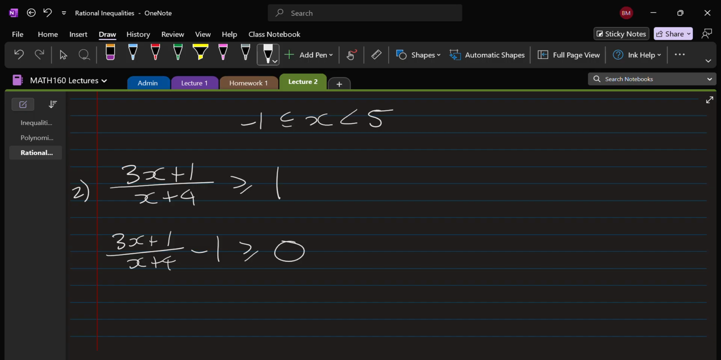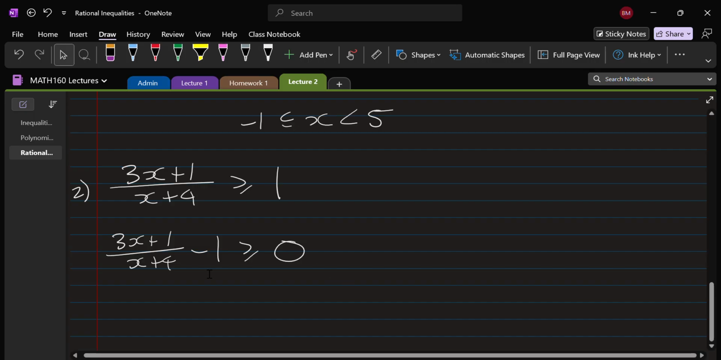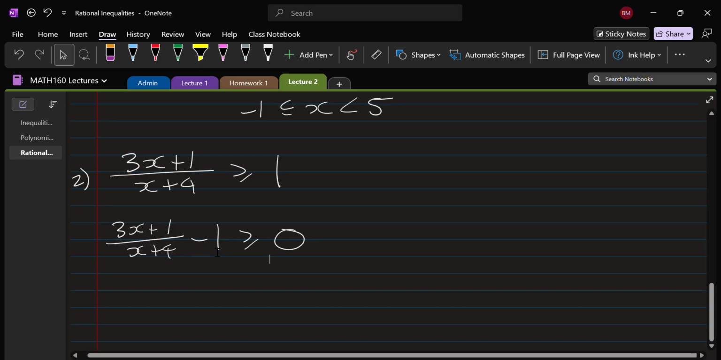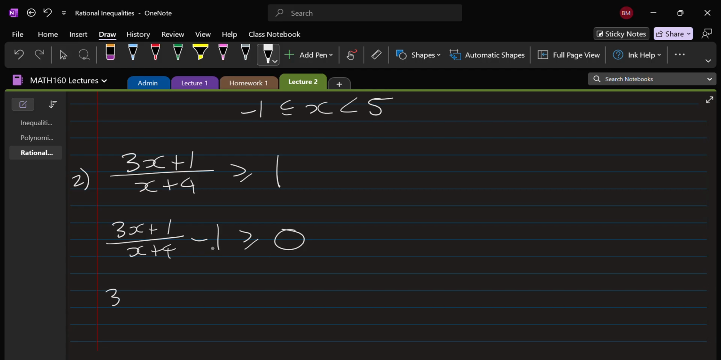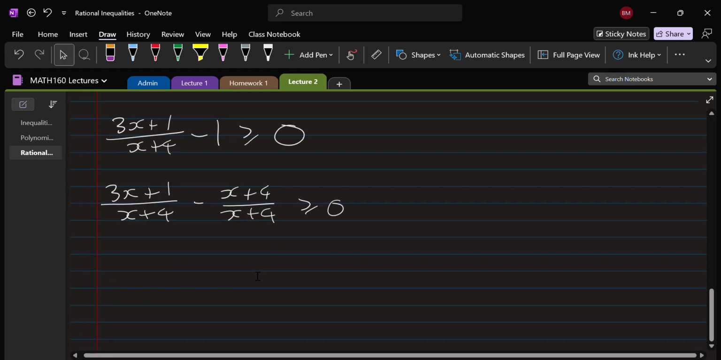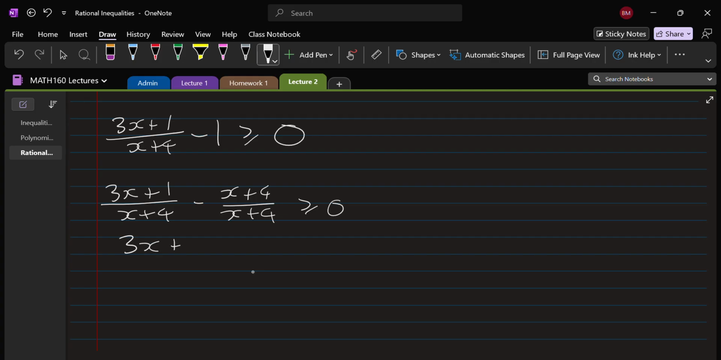But here we're trying to take the difference of two fractions. It's not going to work because the denominators aren't the same. So this 1 we're going to write as x plus 4 over x plus 4. Now the denominators are the same, we can combine the fractions. So 3x plus 1 over x plus 4 minus x plus 4 over x plus 4. Denominators are the same, we can put the fractions together. So we end up with 3x plus 1 minus x minus 4.